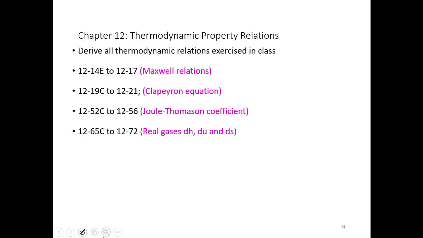So that's the end of chapter 12 as well. For the coming quiz and assignment session, please derive all the thermodynamic relations that we exercised in the class. For numerical problems related to Maxwell relations, please attempt problems 12-14E to 12-17. Similarly, for the Clapeyron equation, 12-19C to 12-21. For the Joule Thomson coefficient, please practice 12-52C to 12-56. And for real gases, calculating dh, du, and ds, please practice 12-65C to 12-72. Right, so that's the end of this class.